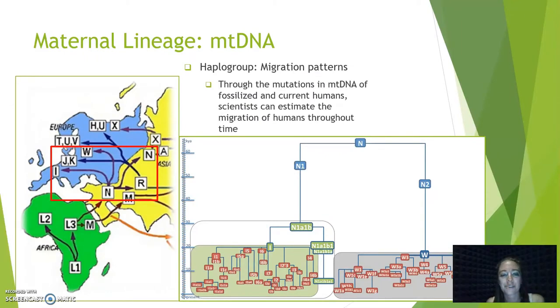Perfect. So through these mutations in mitochondrial DNA that we can see in fossils, as well as in people living today, we find the migration patterns. So in this phylogenetic tree, we have N, when N2 became a W, and then N1 became an N1A1B, which became an I. And you can see through these migration patterns, N to W, N to I.